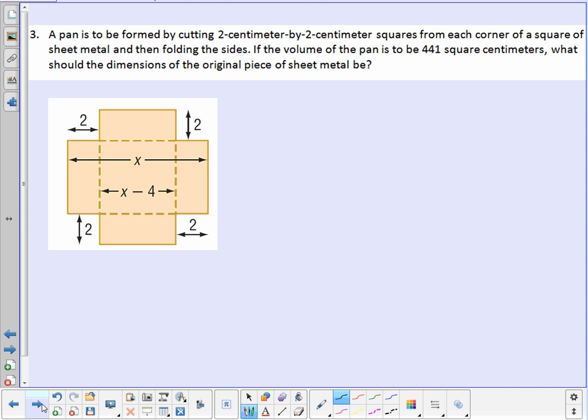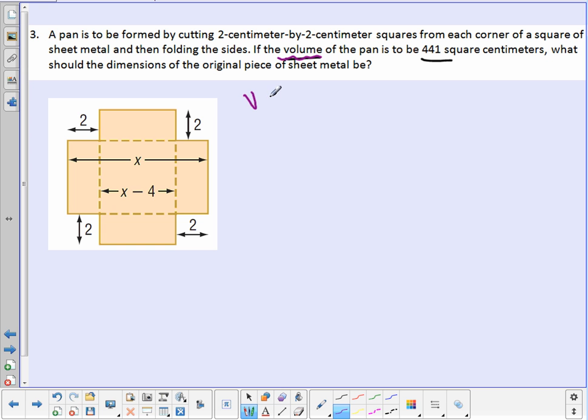Let's try number 3. In number 3, I'm trying to work with the volume of a pan, and it's formed by cutting 2 centimeter by 2 centimeter squares from each corner, and then the metal sides are folded up. We know that the volume is 441 square centimeters, and so we want to figure out what should the dimensions of the pan be. Now, I need to refresh my memory on how I find the volume of something.